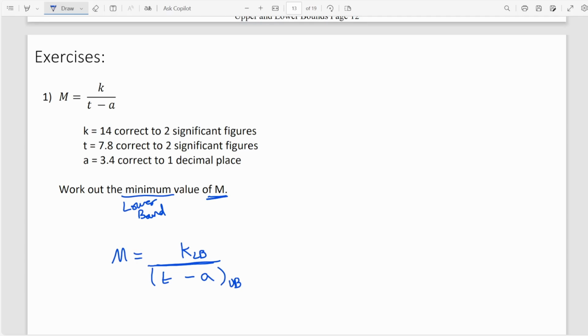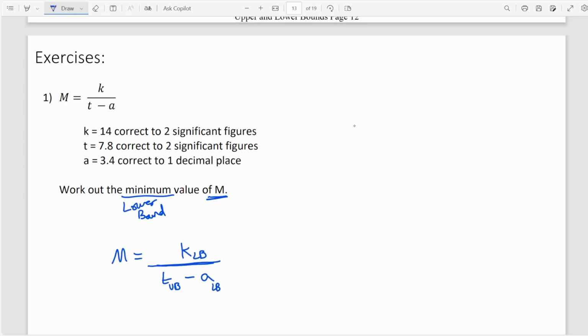So it's a subtraction, and we want the upper bound for this expression. For subtraction, if we want to get the upper bound, we want the upper bound from the first one and the lower bound from the subtracted number, okay? So that's it. So I want the lower bound for K, the upper bound for T, and the lower bound for A. Now let's go ahead and find each of those.